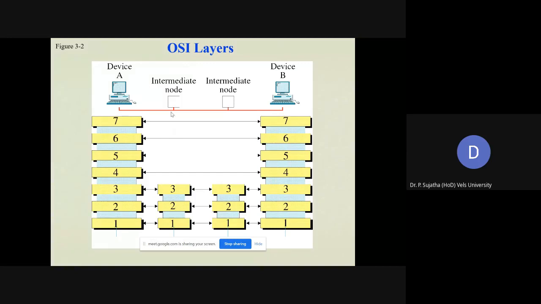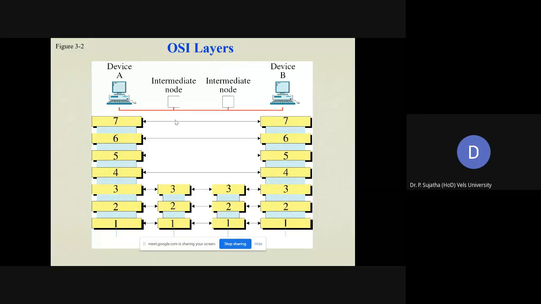Am I right or not? Yes, ma'am. Now the intermediate node becomes the sender. Since it receives fully, it becomes the sender. It is ready to transmit to the next node.